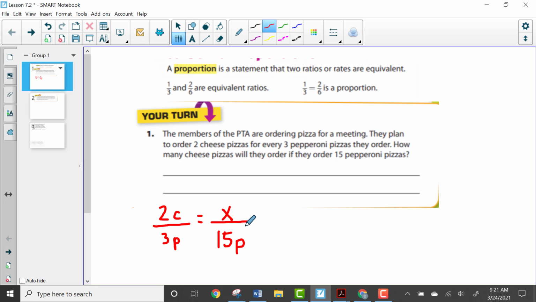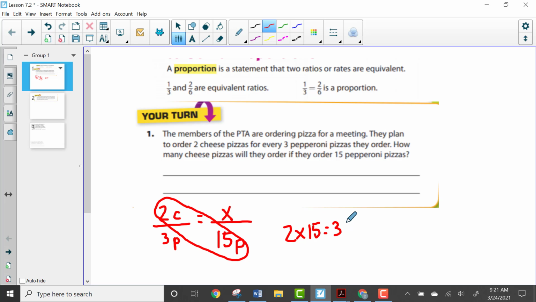In order to figure out what this is, we've talked about in previous lessons that you can multiply 3 times a certain number to get to 15 and then multiply 2 by that number and we'll get that missing number as well. However, 3 is not always going to go into whatever that number is. So what we can do is cross multiply first, and we're going to cross multiply that 2 times 15.